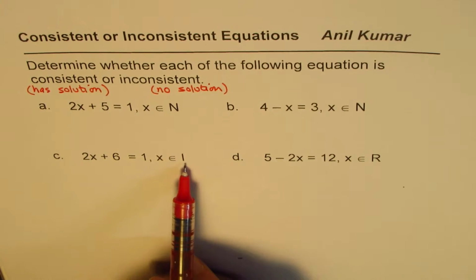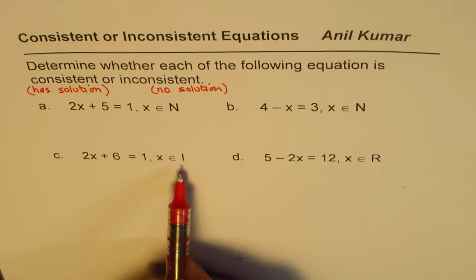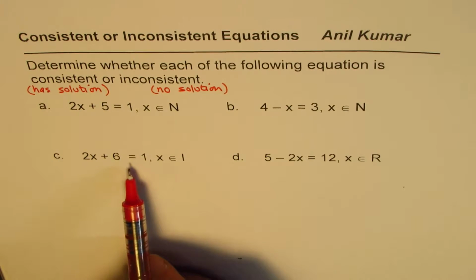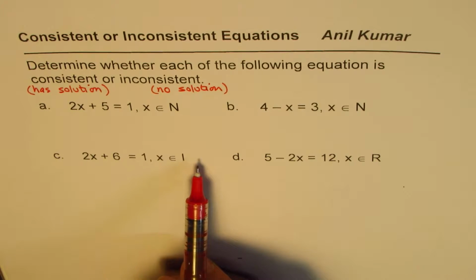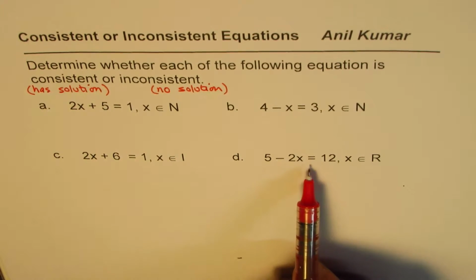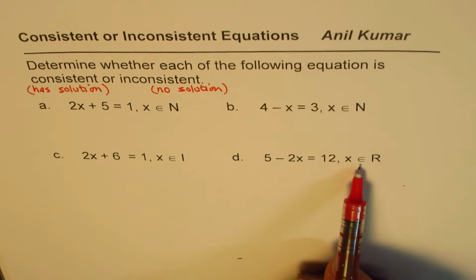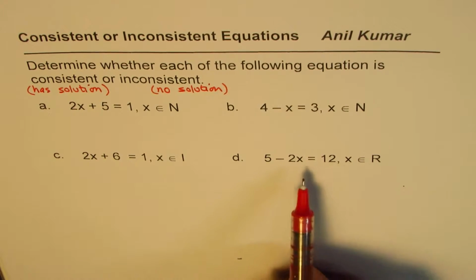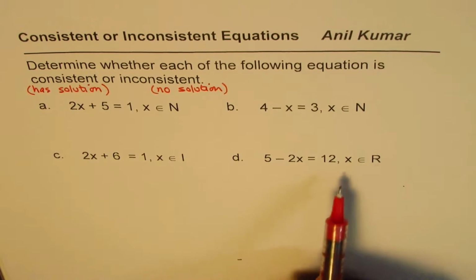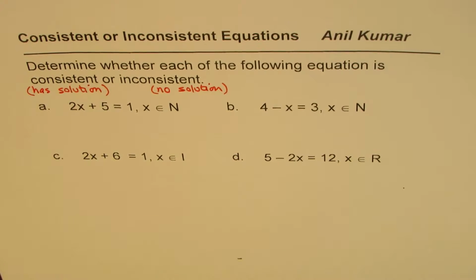x belongs to integers. When I say integers, we include negative and positive numbers along with 0, right? So for example, minus 1, minus 2, minus 3, and so on, on the negative side, 0, and then 1, 2, 3, 4 and all. Now the last one here is 5 minus 2x equals 12, where x belongs to real numbers. Real numbers are the numbers which can be represented on the number line, right? Those are all the real numbers.